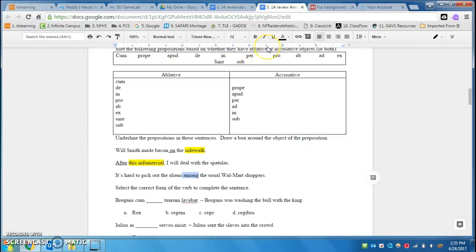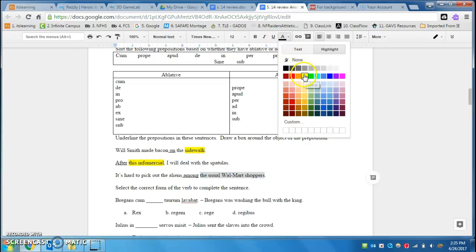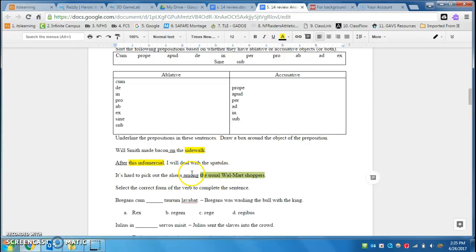That's what apud means. That's our preposition. And then our object of the preposition is this whole thing right here: the usual Walmart shoppers. So if we were translating that in Latin, since this is among, it would be a non-sit space preposition. All of this would be in the accusative case in Latin.